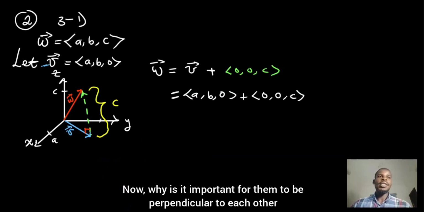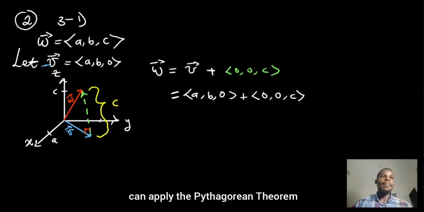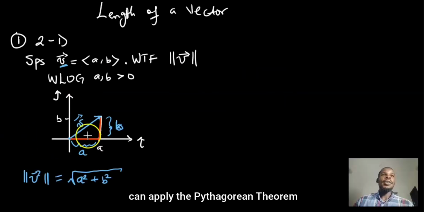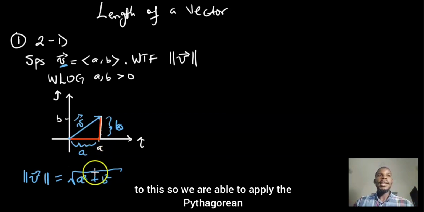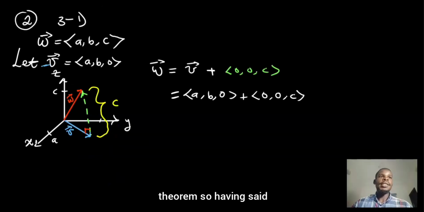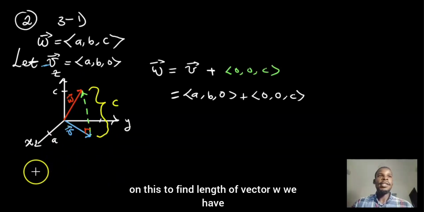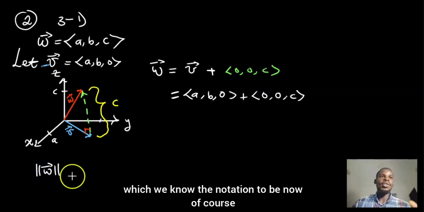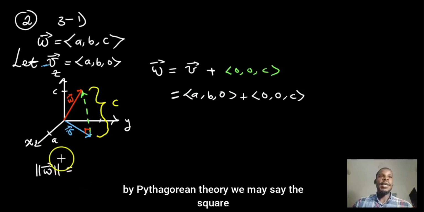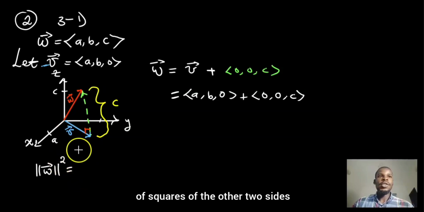Now, why is it important for them to be perpendicular to each other? It's important because if they're perpendicular to each other, we can apply the Pythagorean theorem. Just like before, this line is perpendicular to this, so we are able to apply the Pythagorean theorem. So, to apply it to find the length of vector W, which we know the notation to be, we need to say the square of the hypotenuse is equal to the sum of squares of the other two sides.